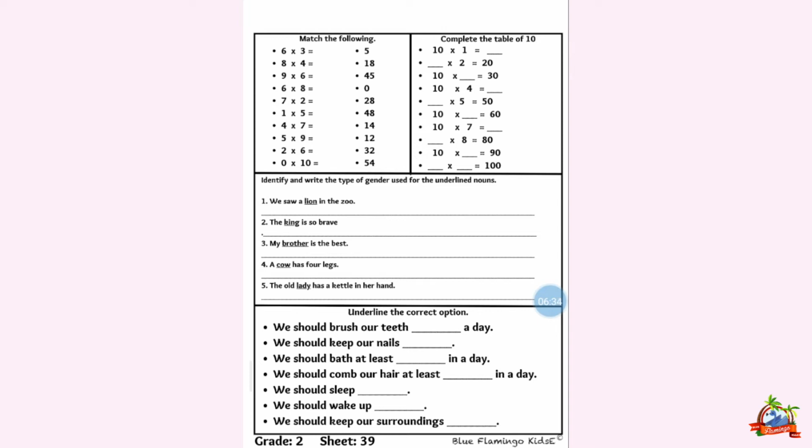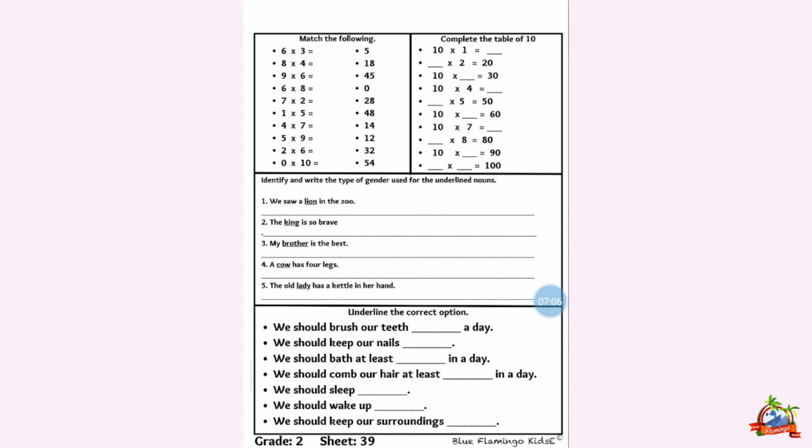Identify and write the type of gender used in the underlined noun. क्या करना है in this question? We have to identify the type of gender. We all know there are two types of gender, masculine and feminine. तो जिस underlined noun को underline किया है उसका gender identify करना है, वो masculine है मीन्स male है या फिर feminine है या फिर female है. Understood? So we have to identify and write that gender.